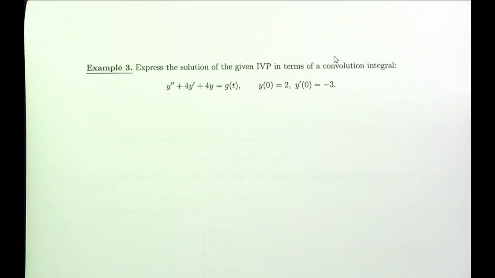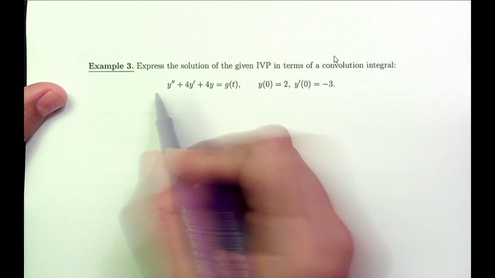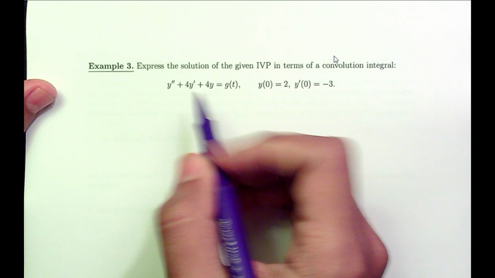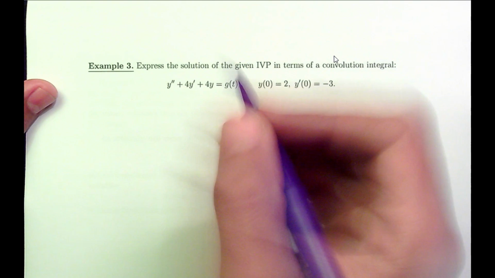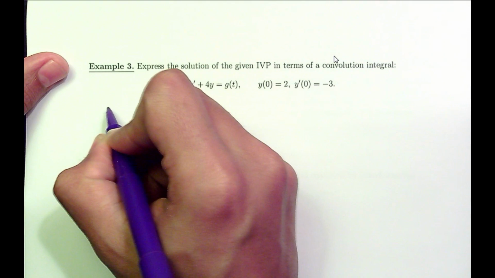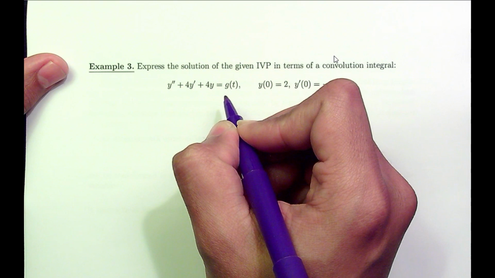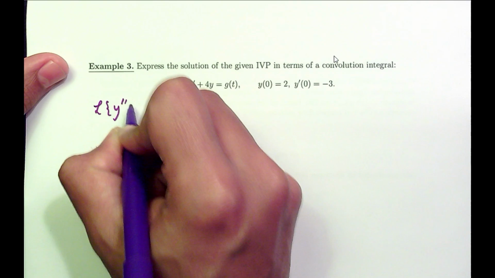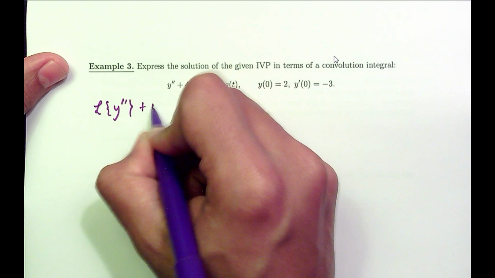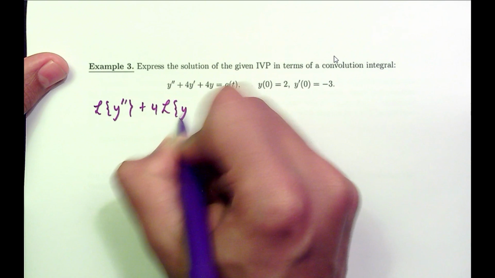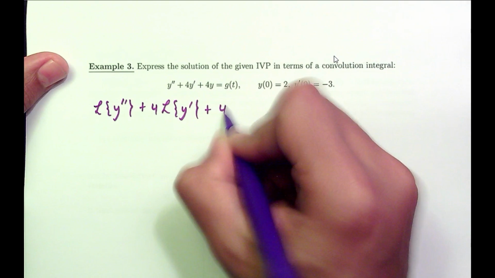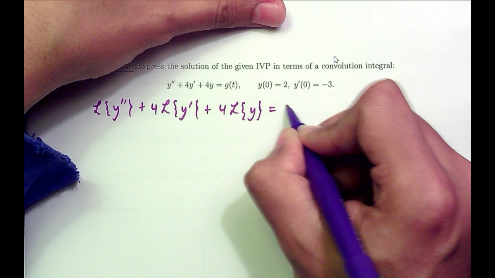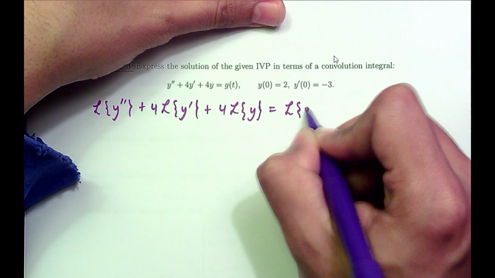Alright, so let's start, as usual, by taking the Laplace transform on both sides, because we're using the Laplace transform method. Using the linearity of the Laplace transform right away, we can write it like this: the Laplace transform of y double prime plus 4 times the Laplace transform of y prime plus 4 times the Laplace transform of y equals the Laplace transform of g.